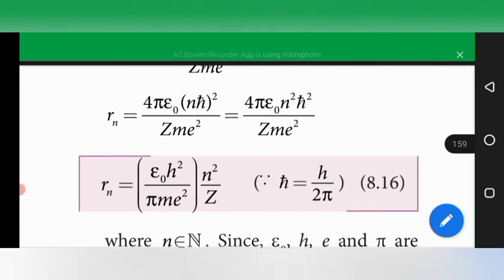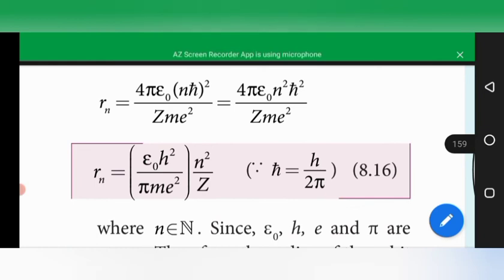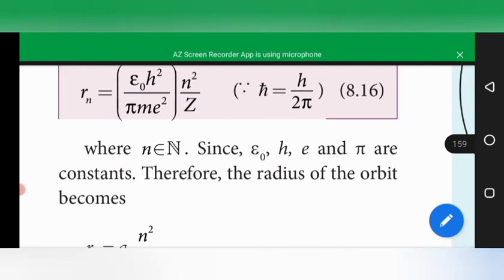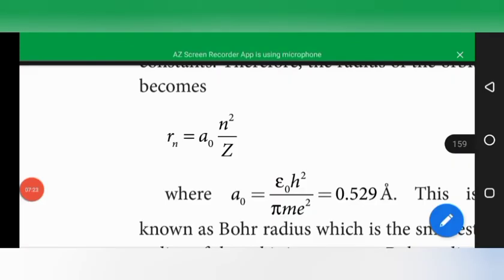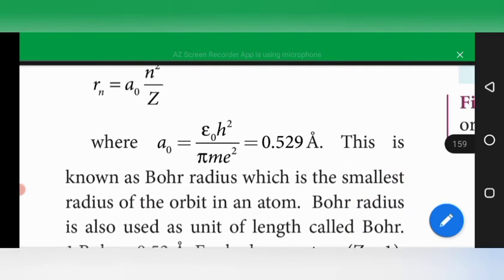So finally you will get the value of 4 pi epsilon naught n square h bar square divided by Z m e square. So Rn is equal to, you have to separate out the constant values and also n square by Z as a separate value. So that can be equal to Rn is equal to epsilon naught h square divided by pi m e square into n square by Z. So finally that constant value is equal to a naught. So Rn is equal to a naught n square by Z. A naught value, already you know that all the constant values, that can be equal to 0.529.